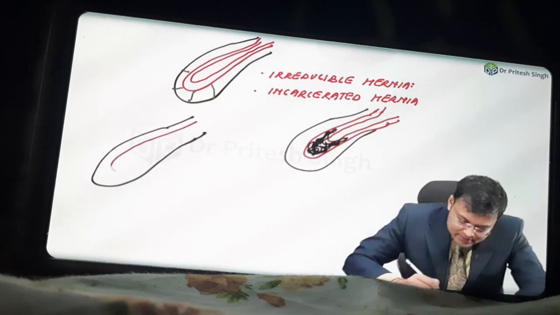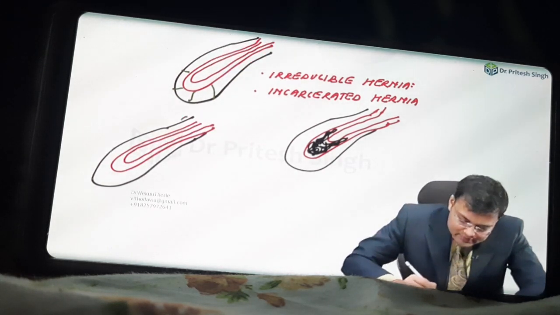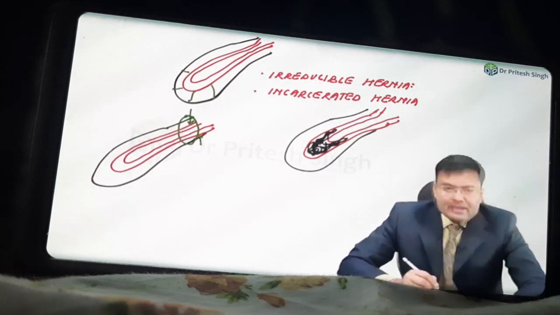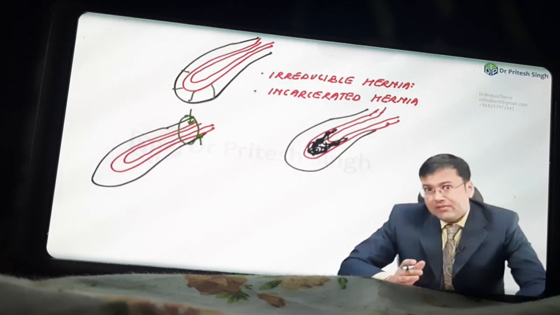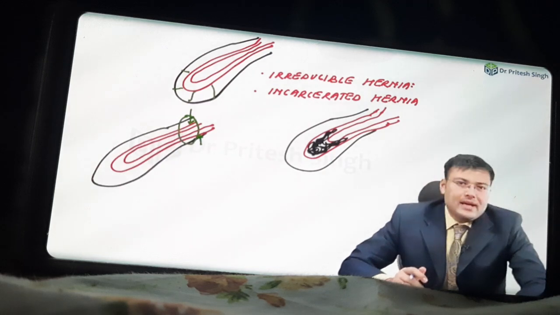Third is obstructed hernia. Now see what is obstructed hernia? This is the content. Sometimes this neck is very tight, so the constricting agent is the neck. Because of this, there is compression of the bowel leading to intestinal obstruction with preserved blood supply. So intestinal obstruction with preserved blood supply is known as obstructed hernia. And if there is intestinal obstruction with impaired blood supply, that is strangulated hernia.